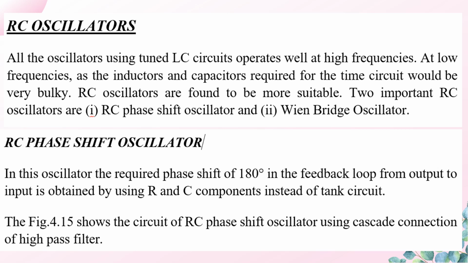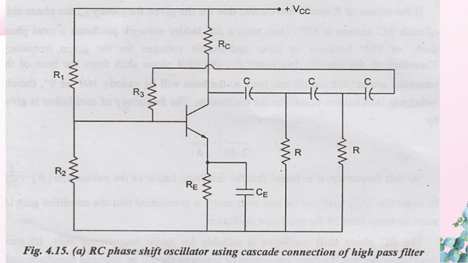In this oscillator, the required phase shift of 180 degree is obtained in the feedback loop and the remaining 180 degree phase shift is produced by three sets of R and C elements. Each RC element set produces 60 degree phase shift, so totally we are getting 180 degree phase shift. So the total phase shift produced by this RC phase shift oscillator is 360 degree. Just look at the transistor. The transistor produces 180 degree phase shift and 3 RC sections produce 180 degree phase shift. Thus the resultant phase shift is 360 degree.